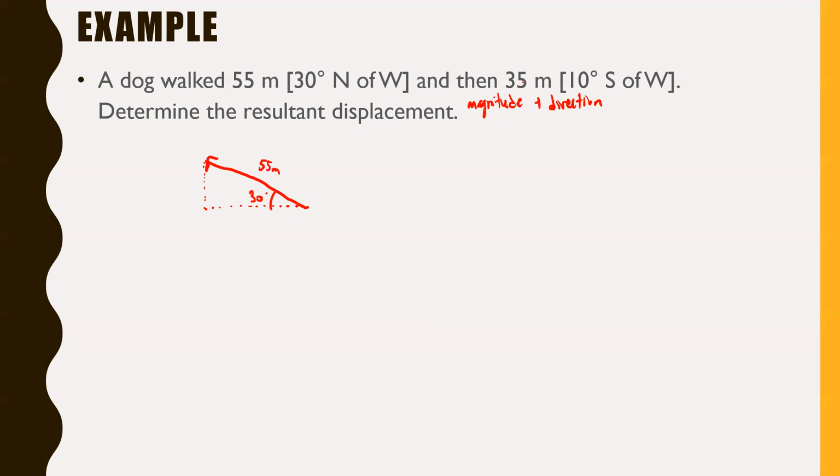Now from there, we're going 35 meters, 10 degrees south of west. So this is where that dog decided to change direction. It's going 10 degrees south of west. So from this point, continue going west, but then we're going just a measly 10 degrees south of that. That's not very far south of it. It's only about that much.